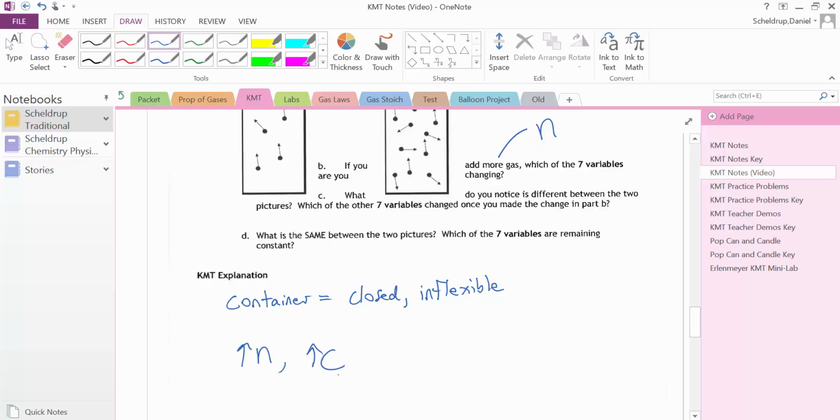So if there are more moles, then there's going to be more collisions between those new particles and the walls of the container. And if we remember the relationship between collisions and pressure of a closed inflexible container, they have a direct relationship. So if collisions goes up, pressure is always going to be the next one that we talk about. So pressure goes up.